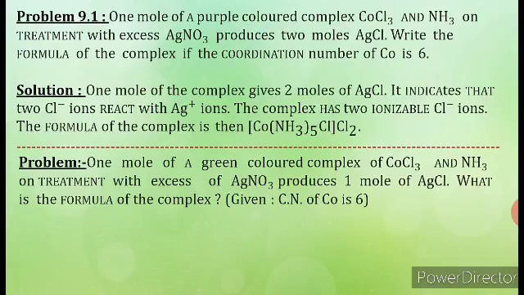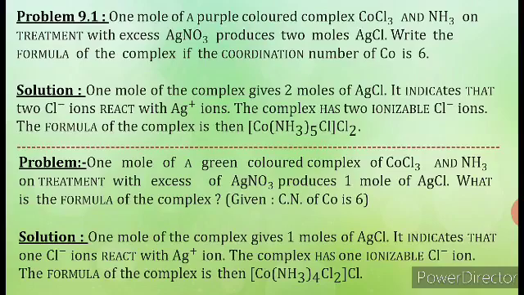So what will be the formula? 2 chloride ions inside the coordination sphere, means out of 6 ligands, 2 ligands will be chloride ion. Remaining ligands are ammonia molecules. Coordination number is 6, so the number of remaining ligands will be 4. So 4 ammonia molecules and 2 chloride ions are present inside the coordination sphere with cobalt 3 plus ion, and one chloride ion remains outside the coordination sphere.